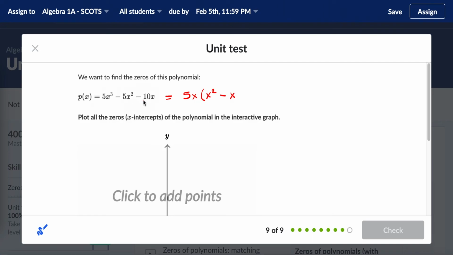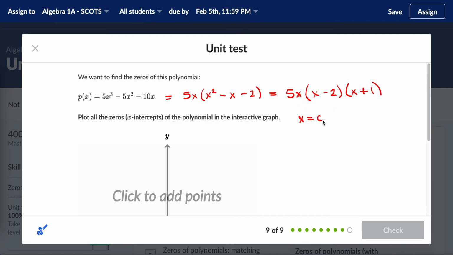And negative 10x divided by 5x is negative 2. All right, so we factored out the 5x. Let's now factor this quadratic here. So we've got our 5x on the outside. And the factors of negative 2 that add up to negative 1 are going to be negative 2 and 1. So we've got x minus 2 and x plus 1. So here's our three factors.